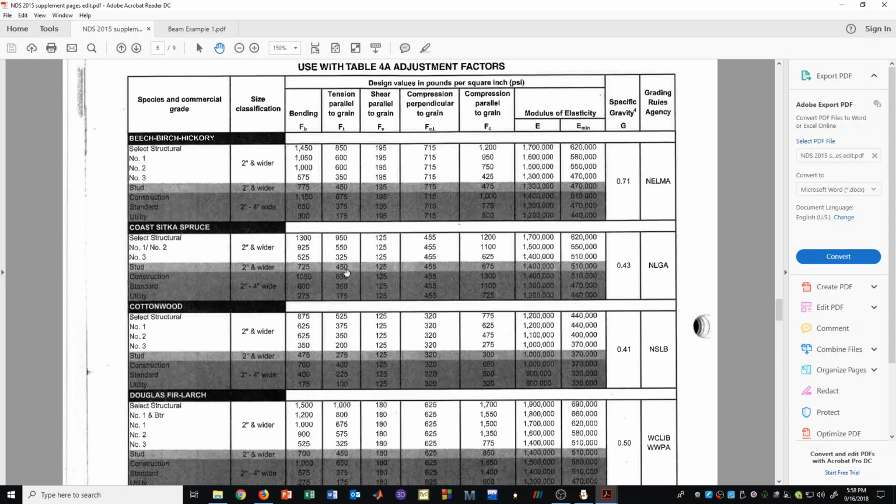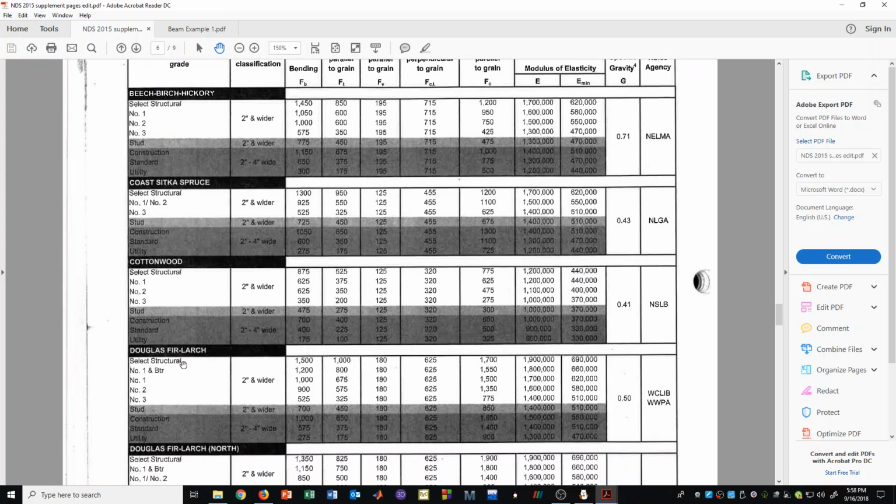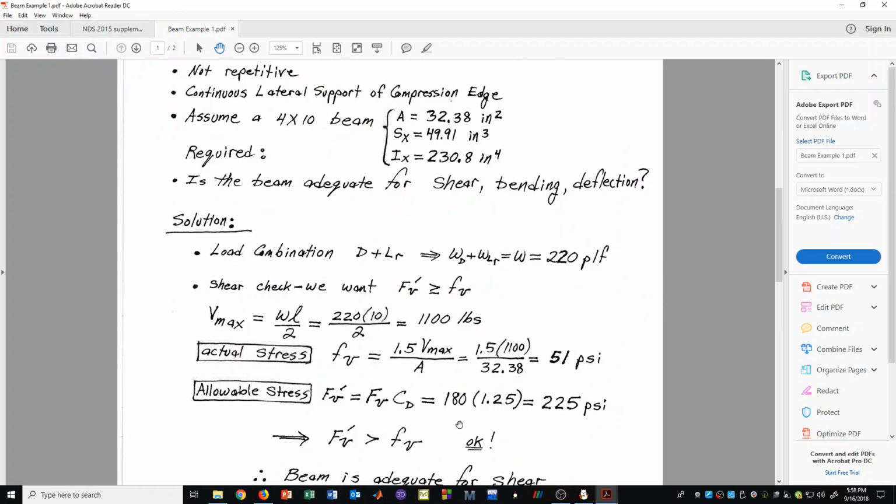And here you can see that for Douglas fir, Doug fir number 1, and for shear stress, the shear stress from the table is 180 psi. Going back to our example, we see here we have 180 psi for F sub V, and we also have the duration factor, C sub D. It is 1.25 for roof live load.